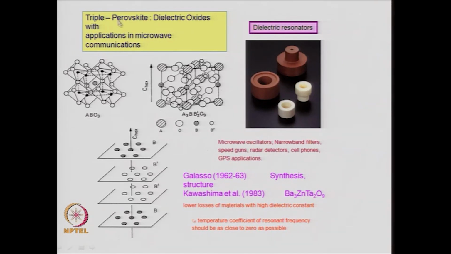An example of a microwave ceramic material is some of the dielectric oxides having the structure of the triple perovskite. These kinds of materials are already in use in the market in microwave communications, and the triple perovskite structure is very popular for microwave dielectric materials. The first compound was synthesized by Kawashima et al.